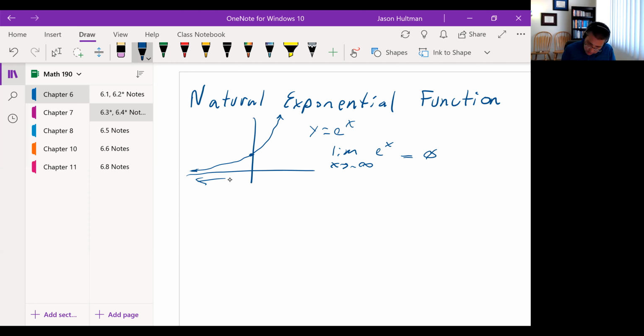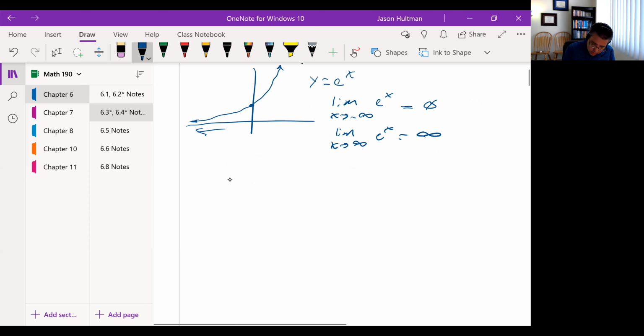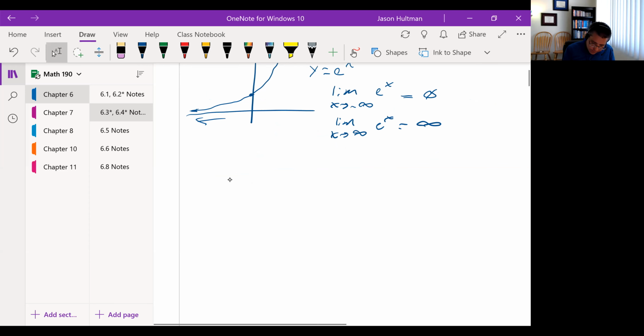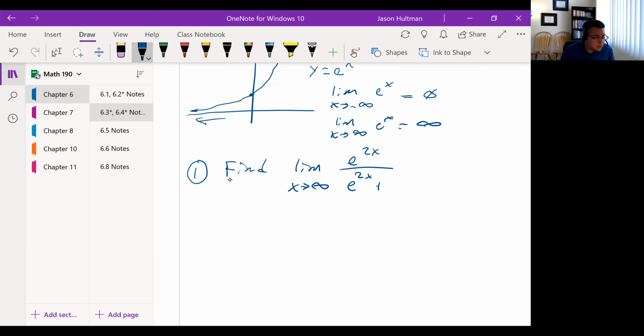And then the limit as x goes to positive infinity of e to the x is positive infinity. So just a couple of things to note about the shape and behavior of the natural exponential function. Then I'll underline that. Okay, number 1. Find the limit as x goes to infinity of e to the 2x over e to the 2x plus 1.